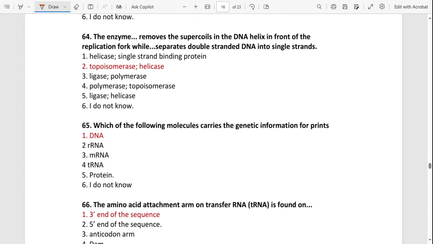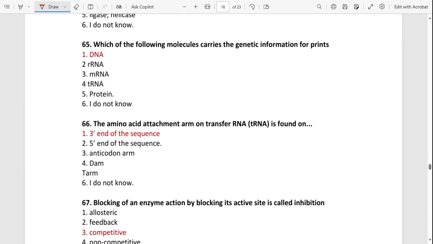Number 64, the enzyme dash removes the supercoils in the DNA helix in front of the replication fork, while dash separates the double-stranded DNA into single strands. As we said earlier, topoisomerase, also known as DNA gyrase, will be removing the supercoils. Helicase will be separating the double-stranded molecule. This is in replication.